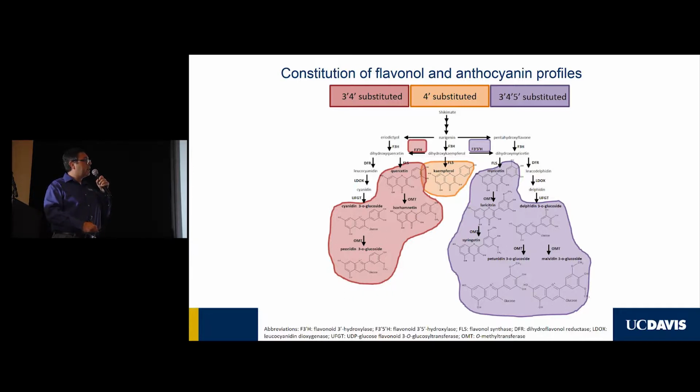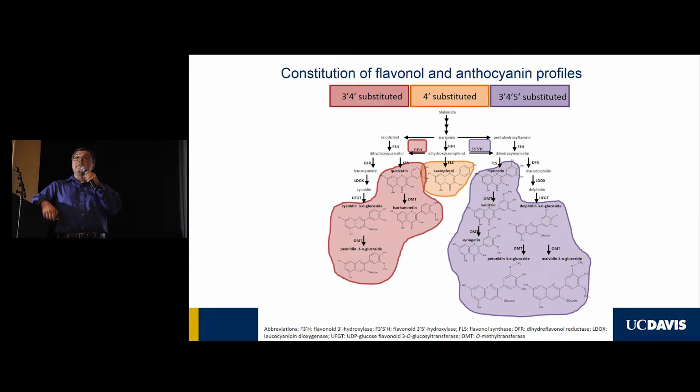On the other side of the pathway, these are catalyzed by flavonoid 3',5'-hydroxylase. You have the trisubstituted flavonols: myricetin, laricitrin, delphinidin 3-glucoside, petunidin 3-glucoside, and malvidin 3-glucoside. We only see the glucosides in the berry skin, and quercetin and myricetin are usually going to be found in the wine matrix. We do not see these in the fruit.